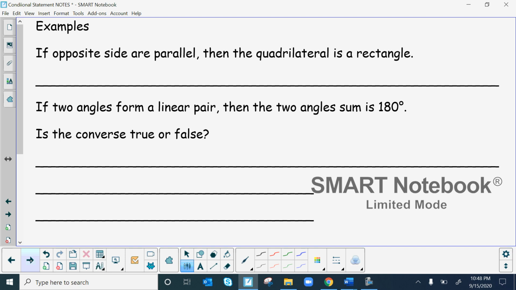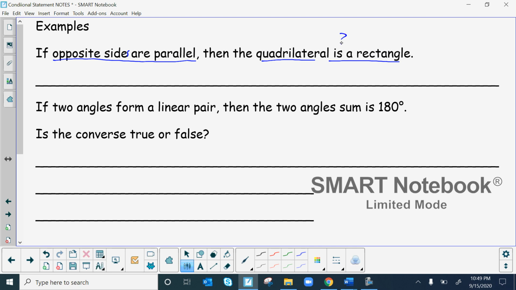Let's try a couple more examples that are geometry related. It says, if opposite sides are parallel, then the quadrilateral is a rectangle. One thing to always highlight or underline, whenever you're doing true-false statements, because sometimes these can get a little tricky, is the hypothesis, because there's no changing that. We have this figure in which opposite sides are parallel.